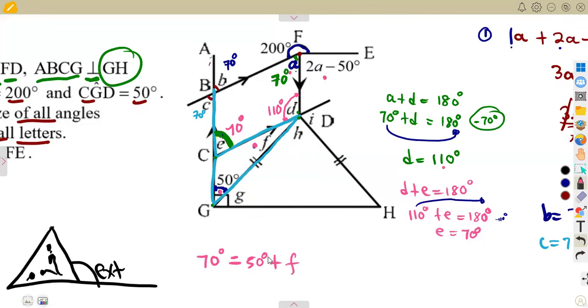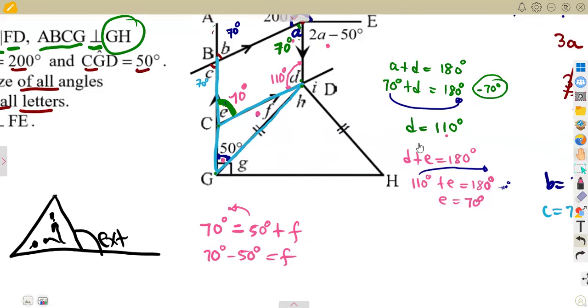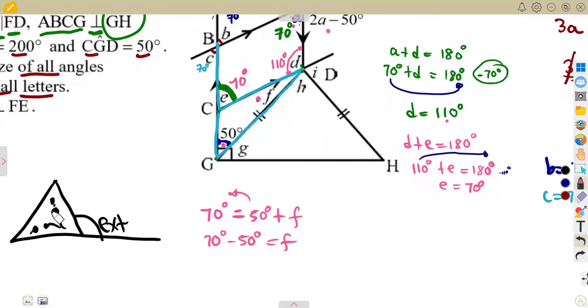So it's an equation. You can solve for F, transpose this. It will be 70 minus 50 degrees is equal to F, because the exterior angle is equal to what? The sum of two opposite interior angles. So F is going to be 70 minus 50, which is 20 degrees.